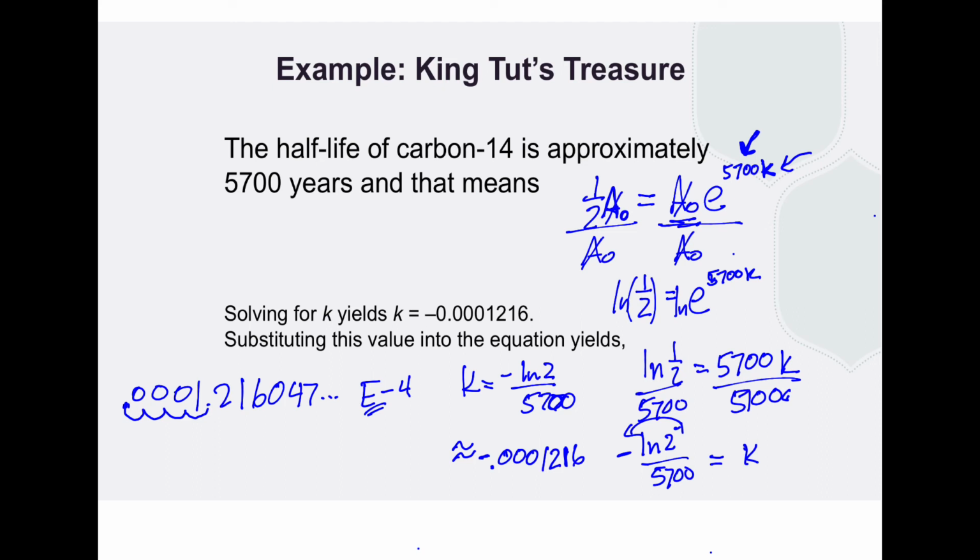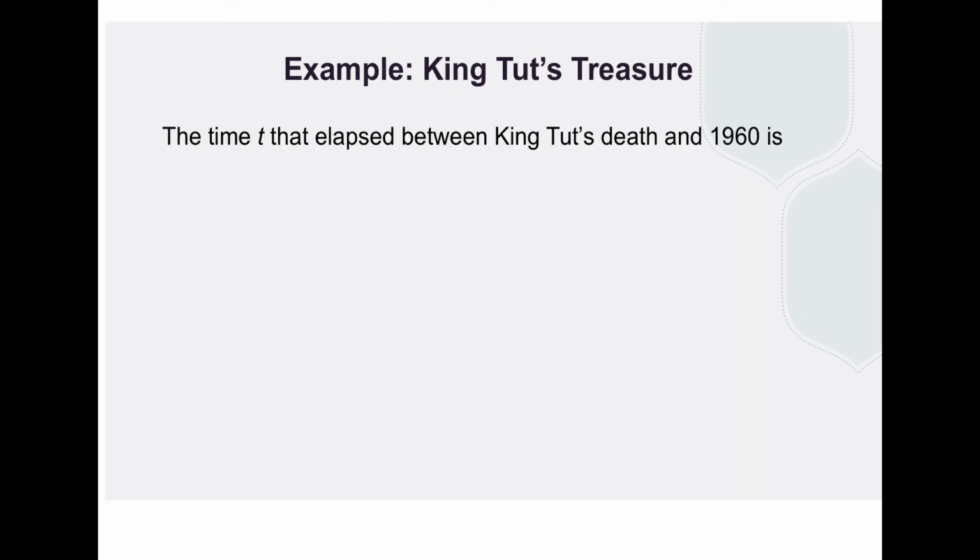And so this is my k value here. And so we can write out the formula for our carbon dating here. A(t) will equal A sub 0 times e to the negative 0.0001216t power. And this will allow us to find the age of any carbon thing.